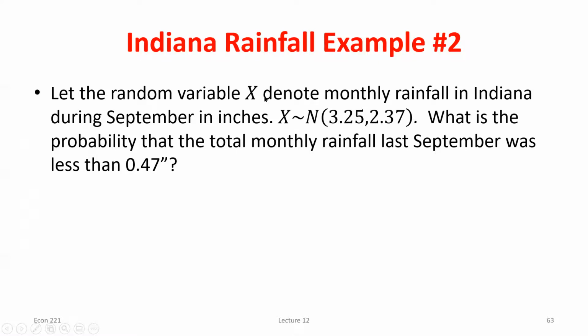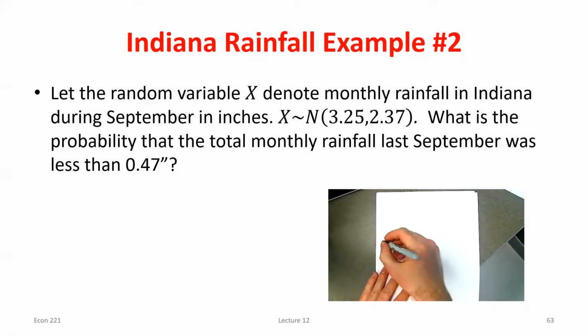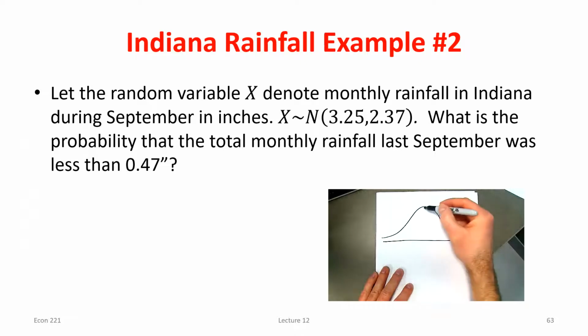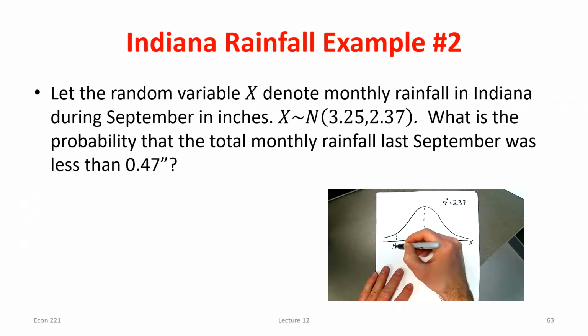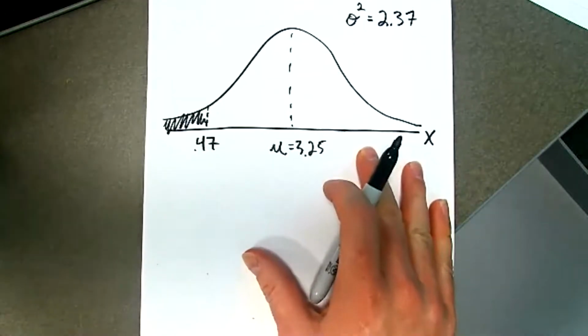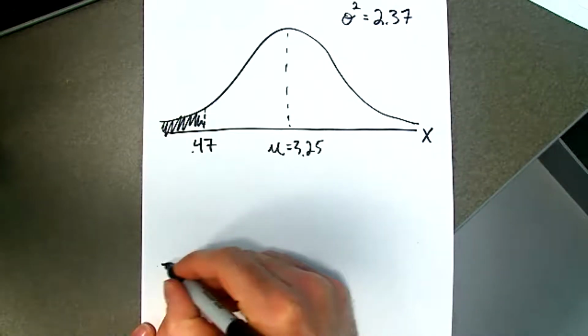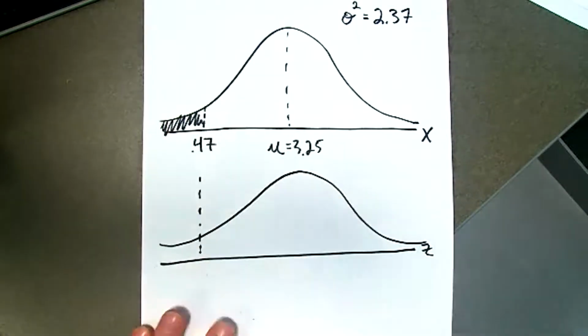Once again, I'll make this bigger in just a second, because I want to make sure we can see what's on the slides and how we're mapping this out. I draw this random variable x. It's normally distributed. I know its mean is 3.25, and I've got a variance of 2.37. What's the probability I saw 0.47 or less? All that was information from the slide. What I'm going to have to do is map this out to a standard normal distribution and figure out what z-score this corresponds to.